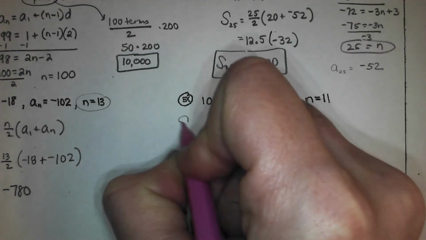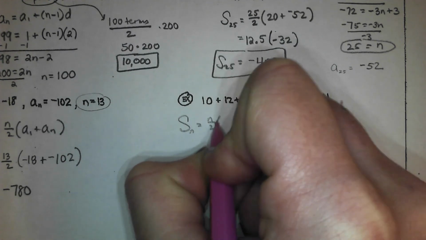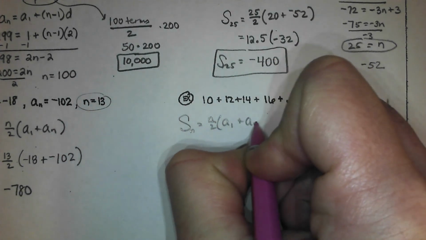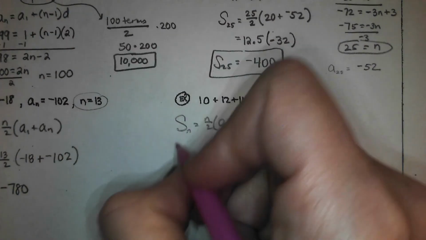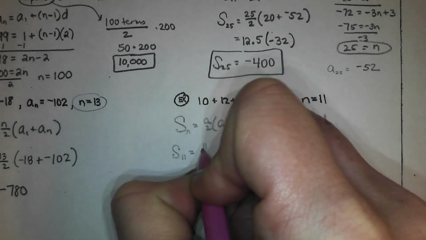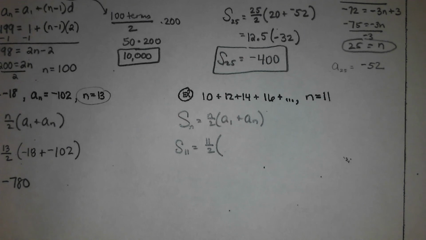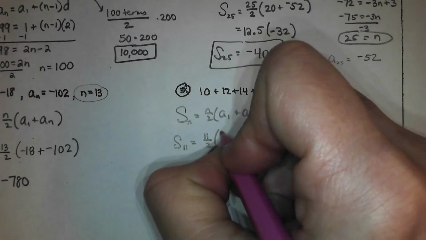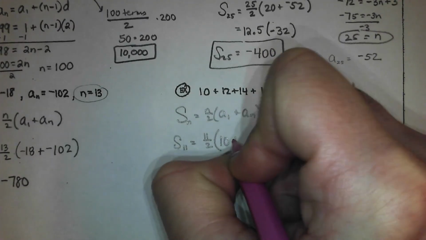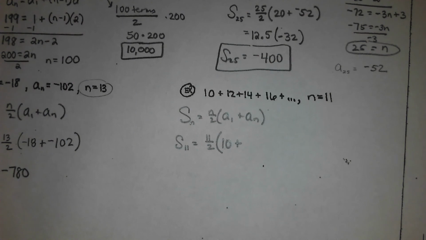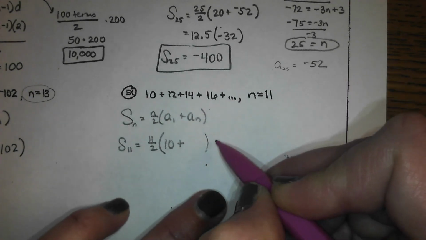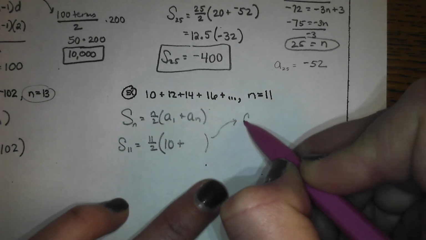So if I jump into my formula, did they give us n? What is it? 11. So s sub 11 equals 11 over 2. Did they give us a sub 1? What is it? 10. First term is 10. Did they give us a sub n? The last term is where they lost us. So what do we have to do to get it? We have to go to our sequence formula. So we're going to take a time out here briefly. We're going to go over here.